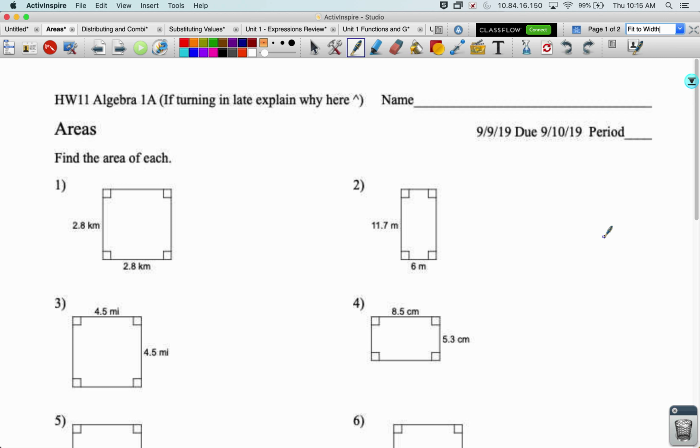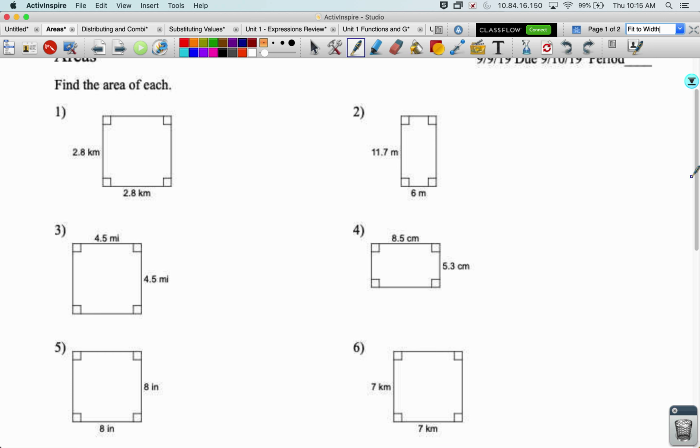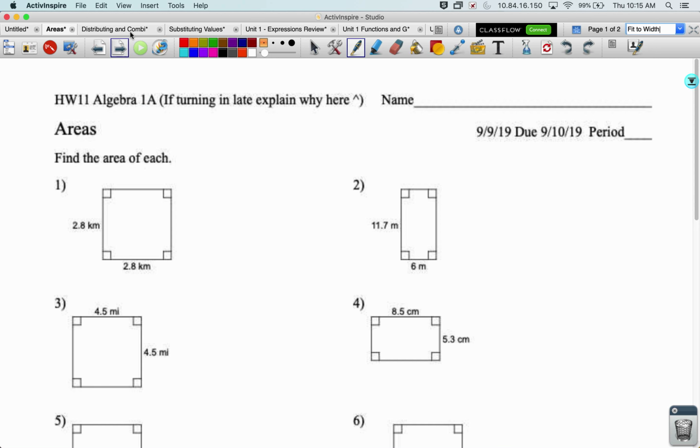For the homework titled areas. Most of these areas are rectangles, so we need a formula for the area of a rectangle. Here, I'll give you that formula right now. The area is equal to length times width.